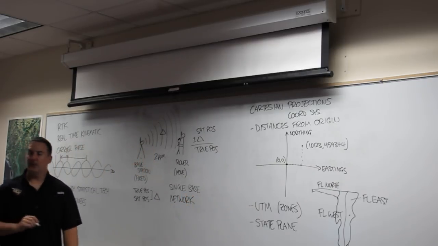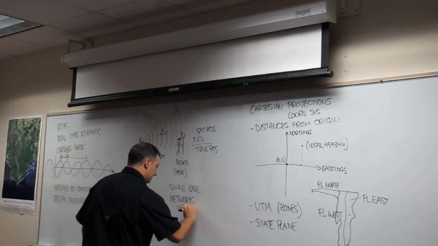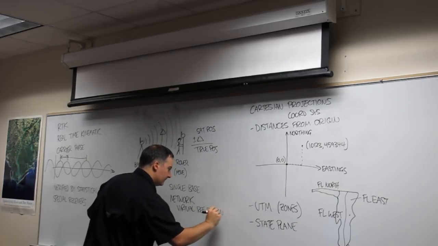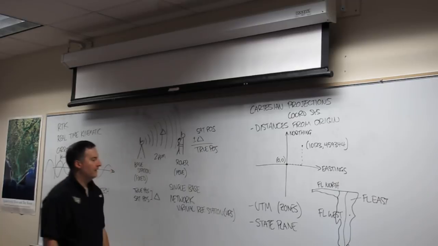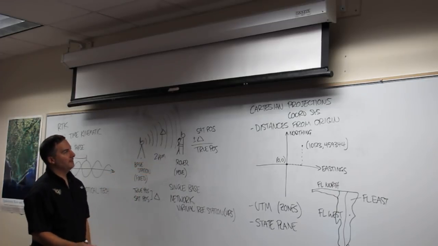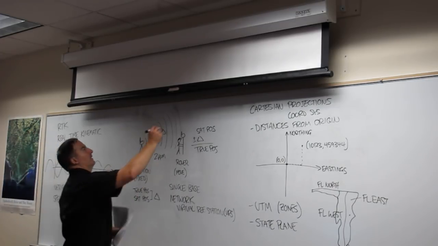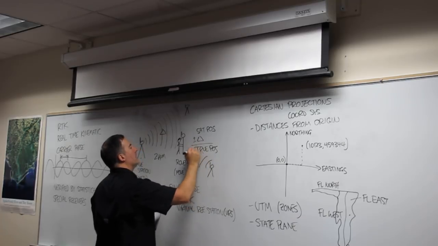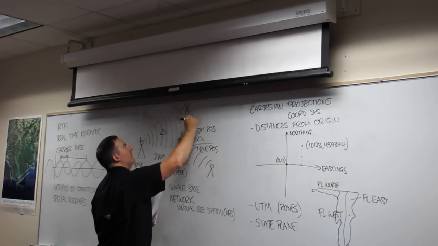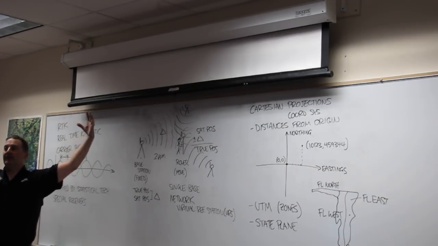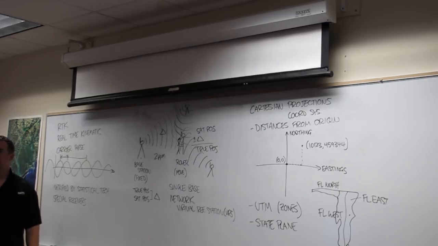Another way to do it is with network or virtual reference station, VRS, corrections. If you're connecting to a network of fixed base stations, you can interpolate based on multiple stations, and you'll get corrections from multiple different points, which gives you a much better indicator of the error from the atmosphere and how to correct for it.